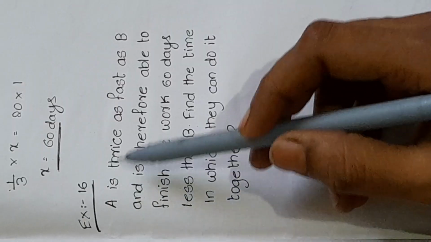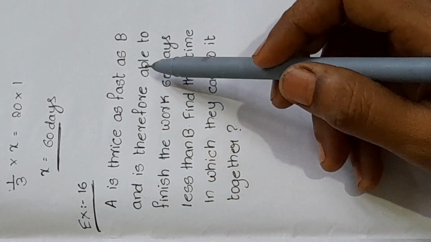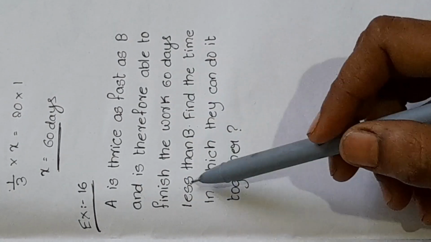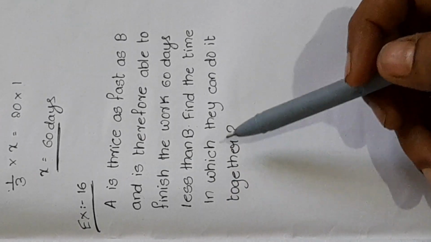Is the time taken by one man and one woman and one boy together. A is thrice as fast as B and is therefore able to finish the work in 60 days less than B. Find the time in which they can do it together.